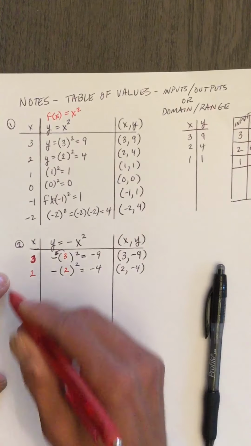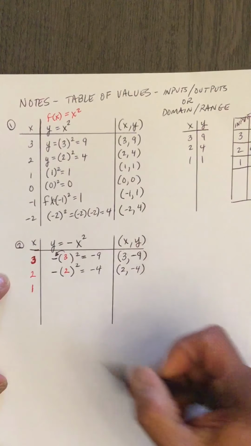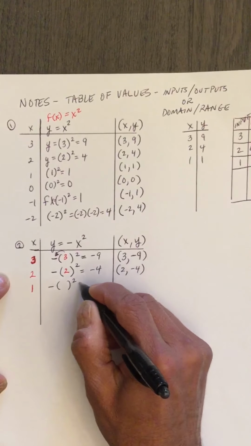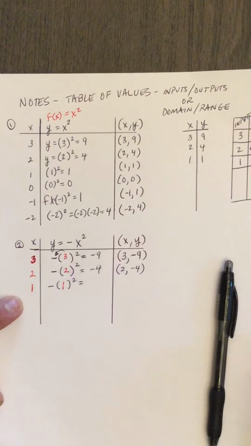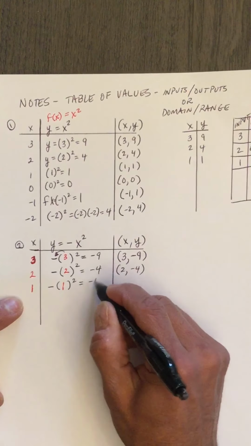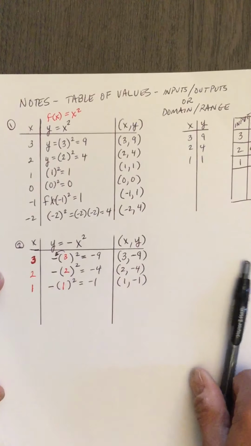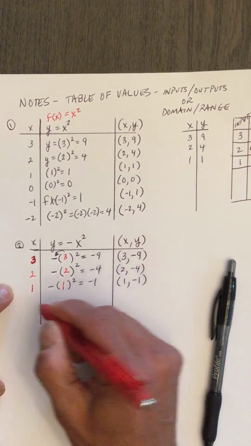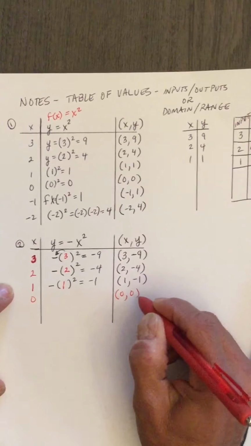Okay? Let's plug in a 1. So the opposite of x squared equals something. We're going to plug in a 1 here, right? So 1 squared is 1, and the opposite of that would be negative 1. So when I plug in a 1, I get a negative 1 out, right? If I plug in a 0, I'm going to get 0 for an answer, okay? I'm not going to show that, but that's what happens.